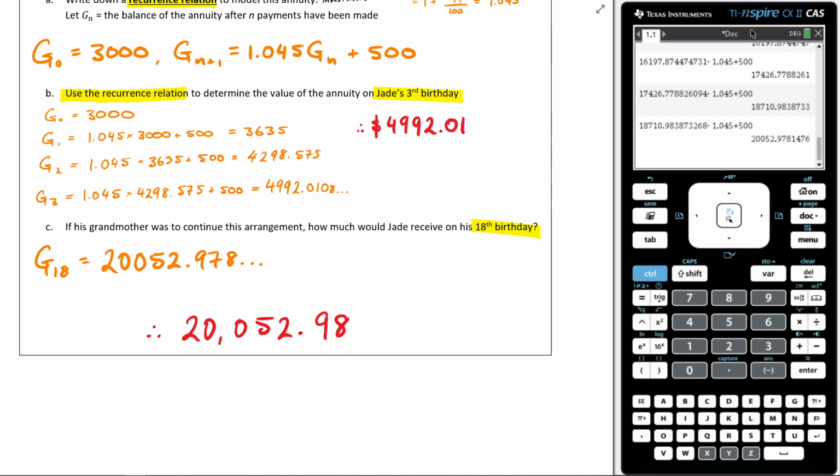Perfect. So that is how you approach that question. And just so you know, for this last one here, I know it's a bit cumbersome, but there's no way to create a rule for it. You literally just have to keep hitting enter for it again and again.